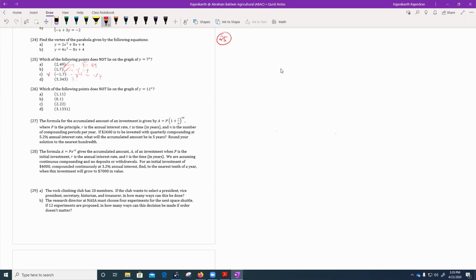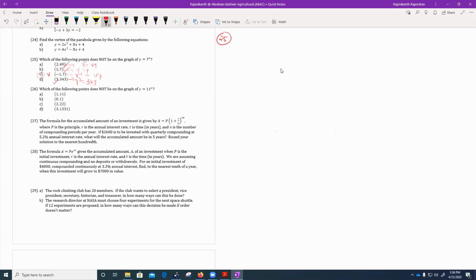The last one, my x is now 3. So 7 to the power 3, yes, of course, 343 coming correctly. So these all points, 3 points are going to be on the curve, except the third one. Therefore, the answer is C.